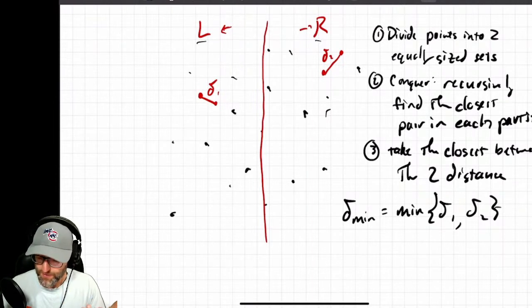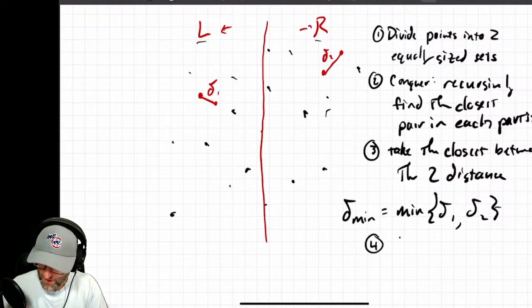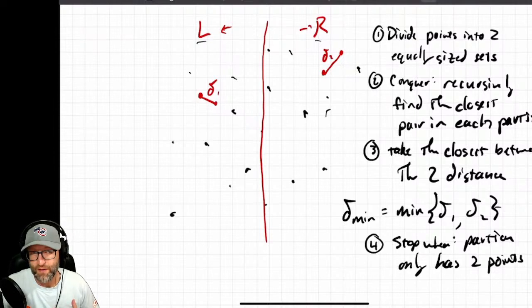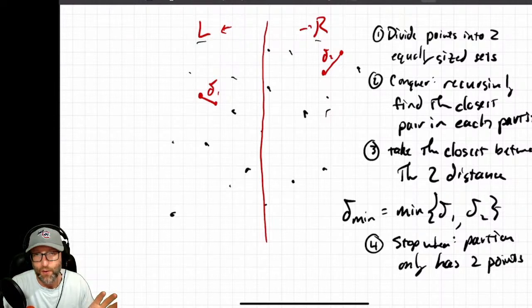Now, you also have to keep in mind that we are doing this recursively. So where do we stop? You stop when the partition only has 2 points. Now, it's not going to be evenly divisible. We've seen this before with binary search, merge sort, whatever, that you could have an array of odd size, 11 elements. And in merge sort, you want to split it up into 2 subarrays. One of them is necessarily going to have 5 elements, and one of them is necessarily going to have 6 elements. So it's not always going to be an even split here.